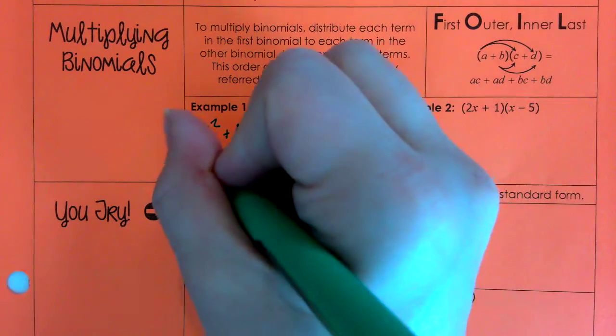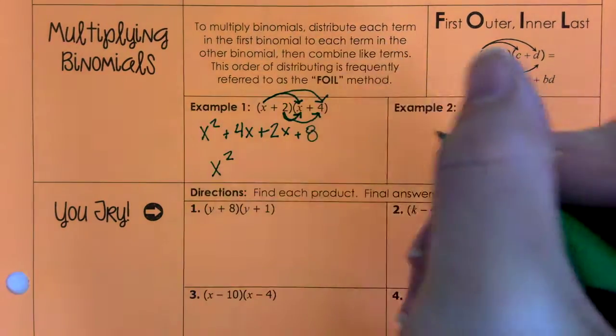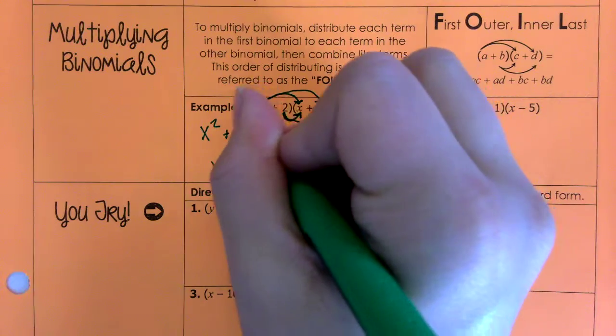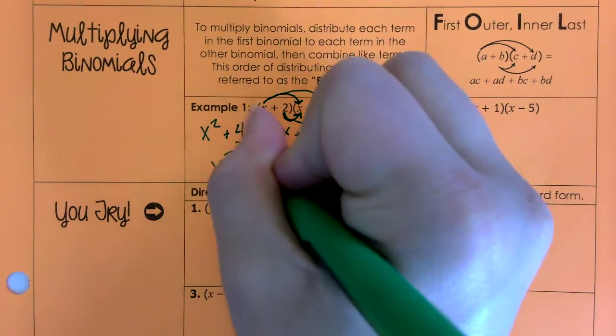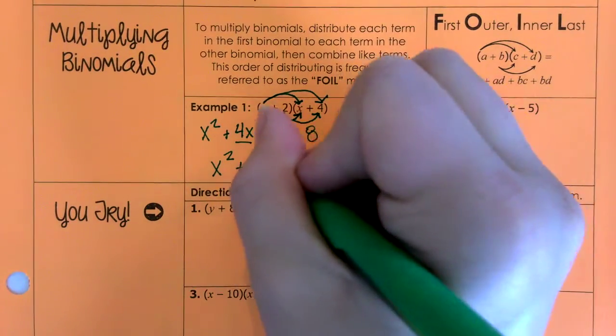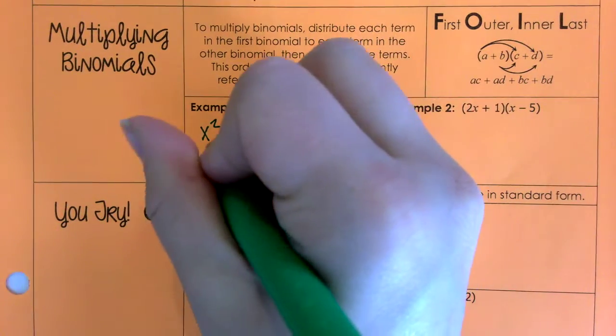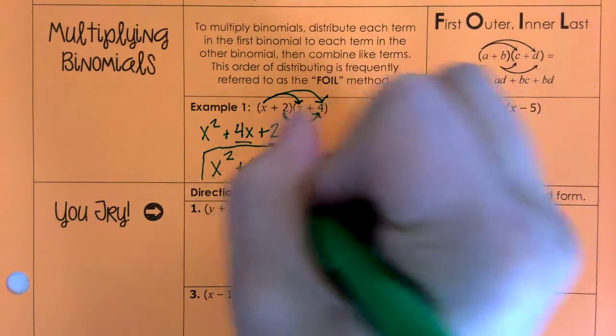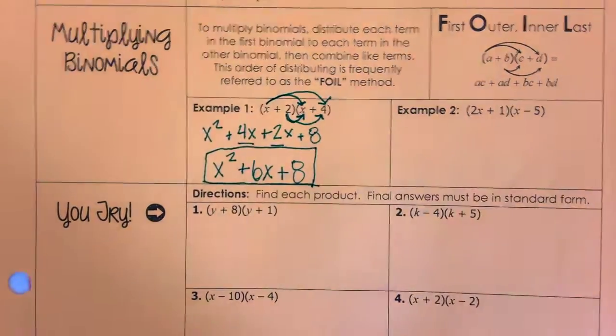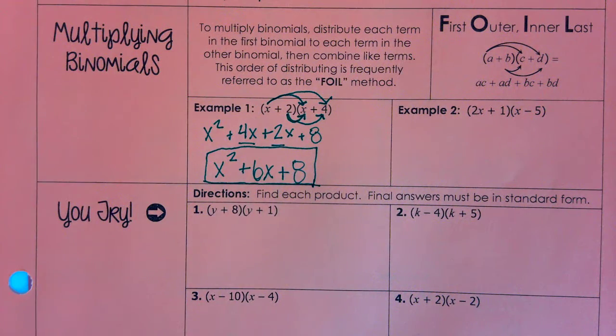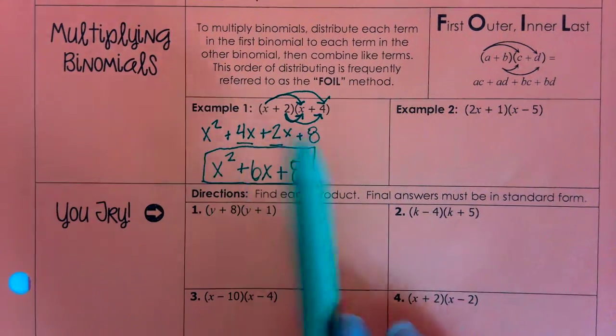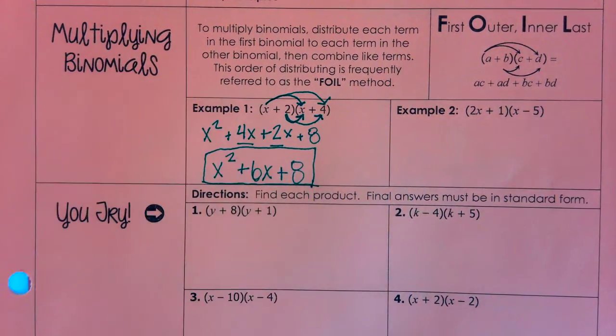So x squared doesn't simplify with anything, so you get x squared. 4x plus 2x gets me 6x. And then 8 doesn't have anything to combine with. So when I multiply two binomials, I got a trinomial here. That's going to happen most of the time, but sometimes things are going to cancel out. But when we multiply two binomials, we're going to get 4 terms, which then we simplify down. Okay? So there's our first example.